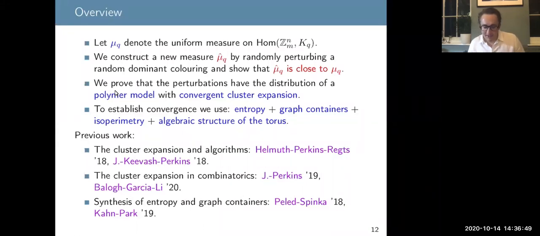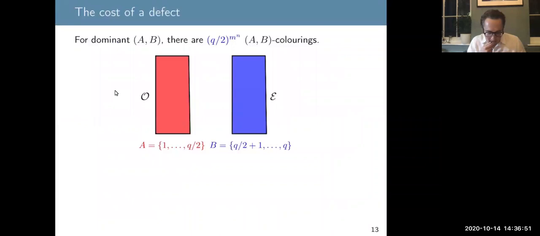Great. So, okay, let's get back to our problem. Again, we're looking at the torus, and we have this odd sublattice and the even sublattice. I want you just to think of this extremal coloring. So we have half the colors on the left, half the colors on the right. And there's quite a few of these colorings already, right? We have q/2 choices for every vertex. So in general, we have (q/2)^(m^n) AB colorings. m^n again is just the number of vertices in our torus.